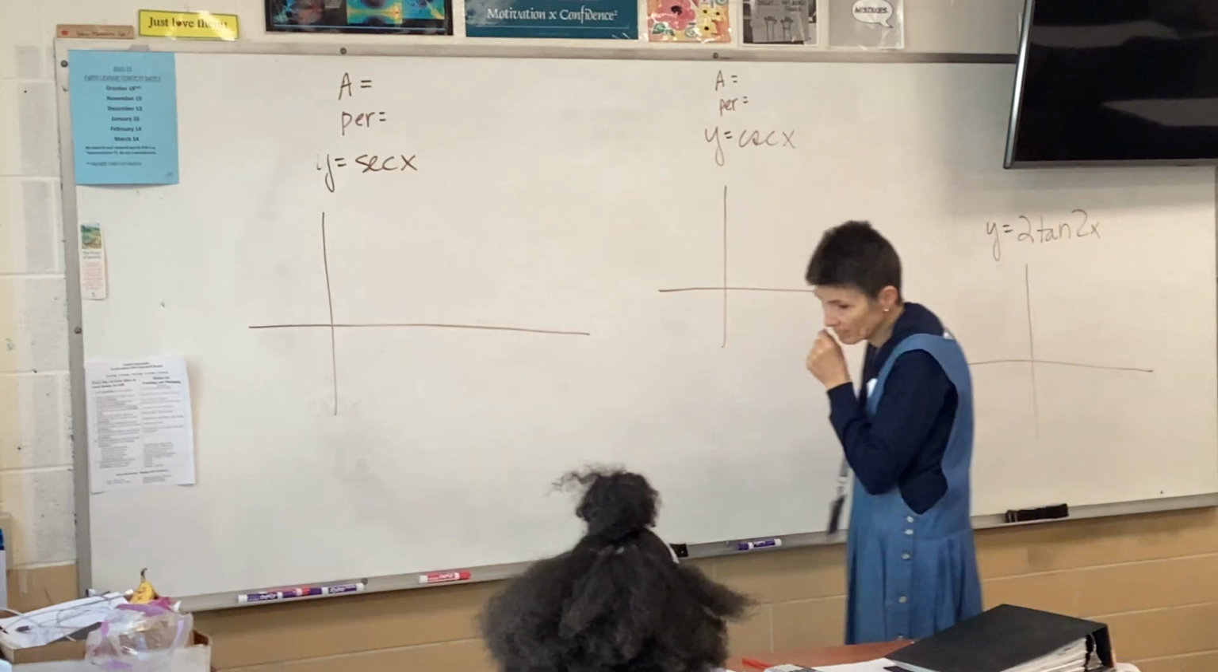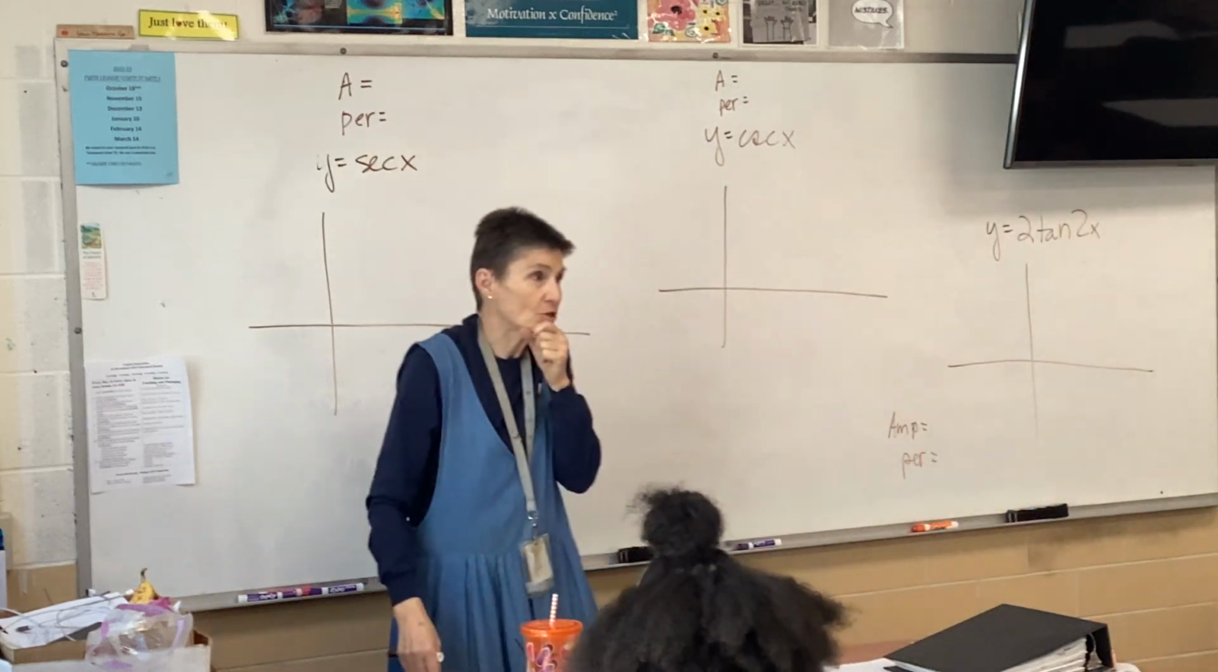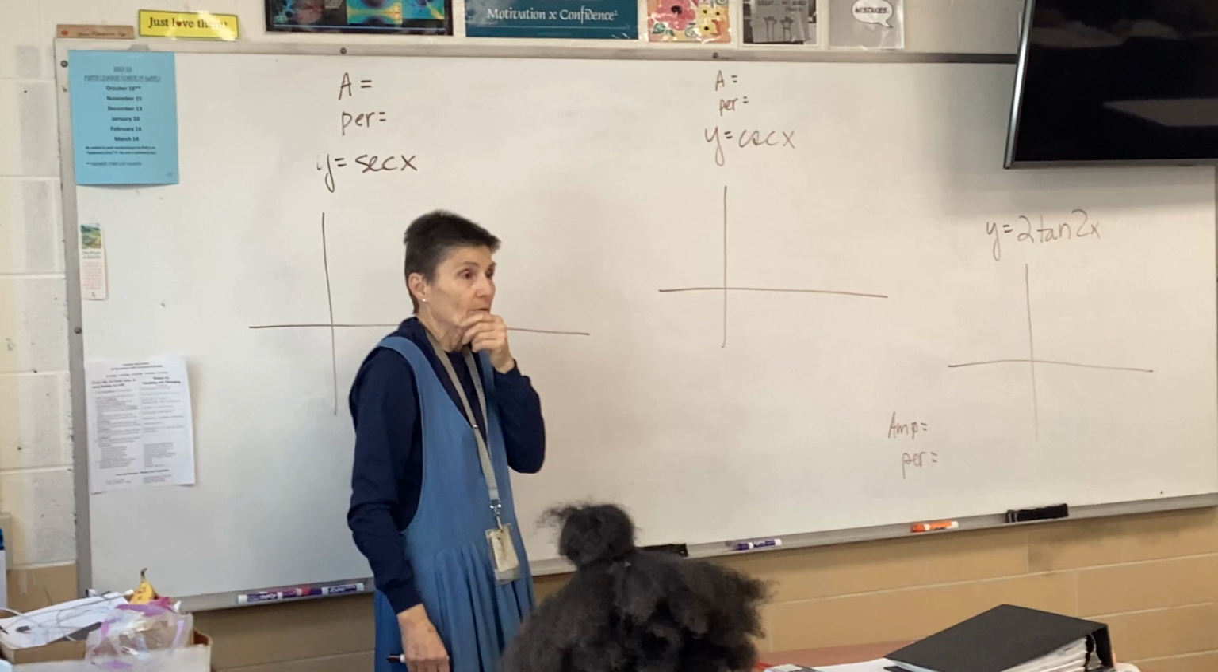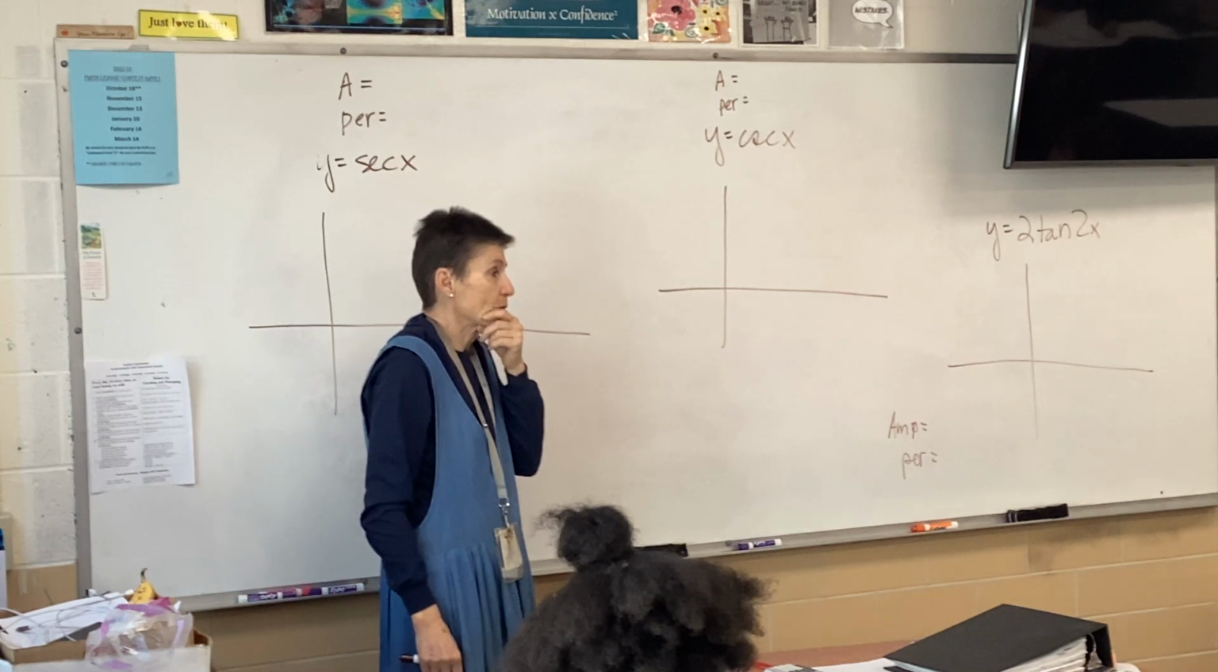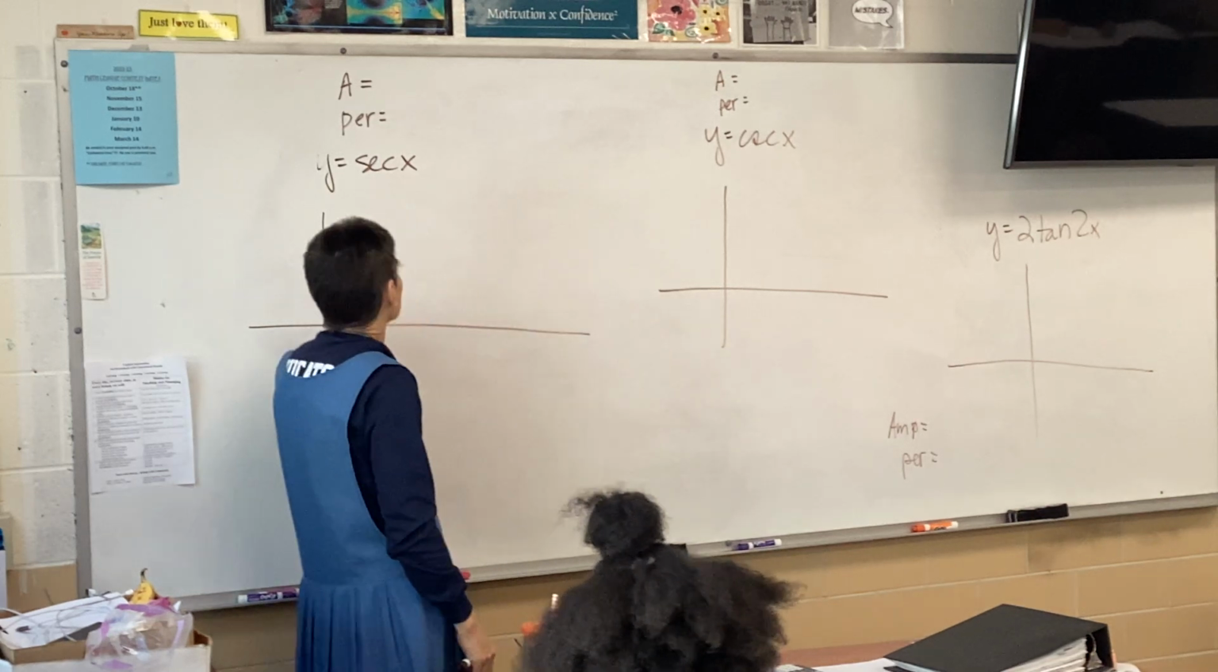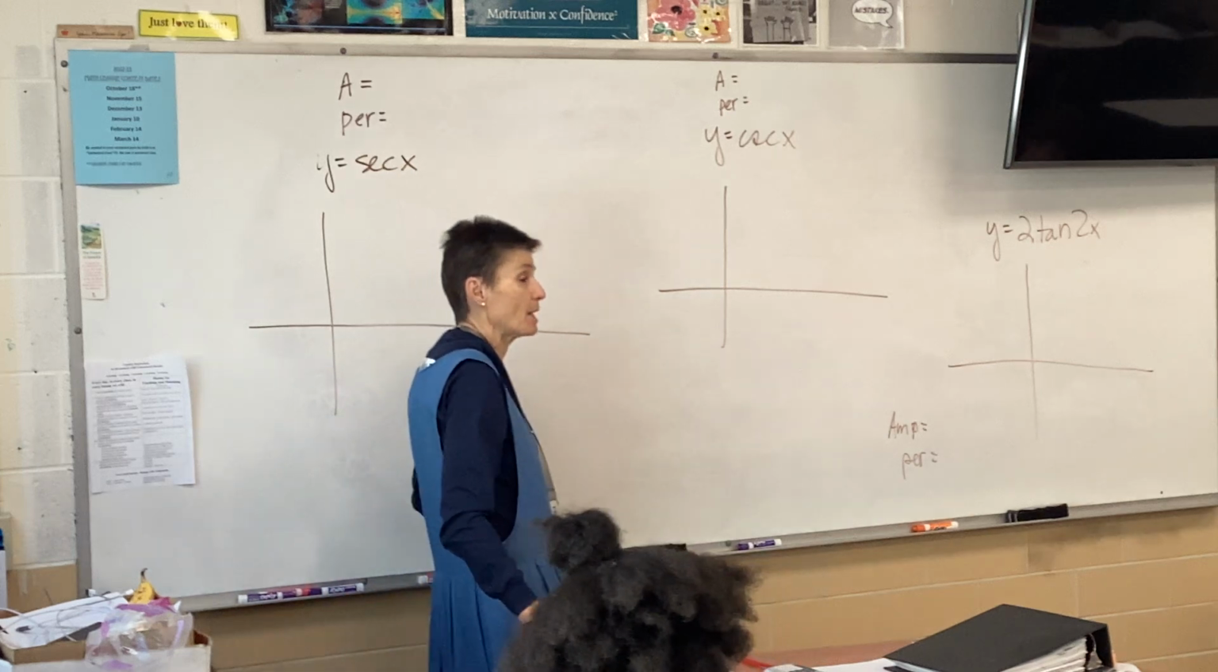We had graphed last time the tangent and the cotangent, right? So today we're going to get the basic secant and cosecant shapes.